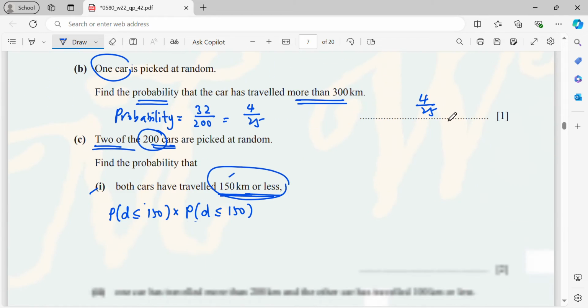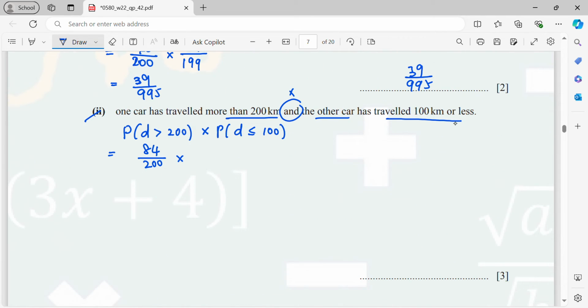So there's only 7 now here. The remaining, the total now becomes 199. Now for your information, because the question says one car traveled more than 200, another car less than or equal to 100 kilometers, we do not know the sequence. You can write the first car less than or equal to 100 and the second car greater than 200. So we do not know which one comes first.